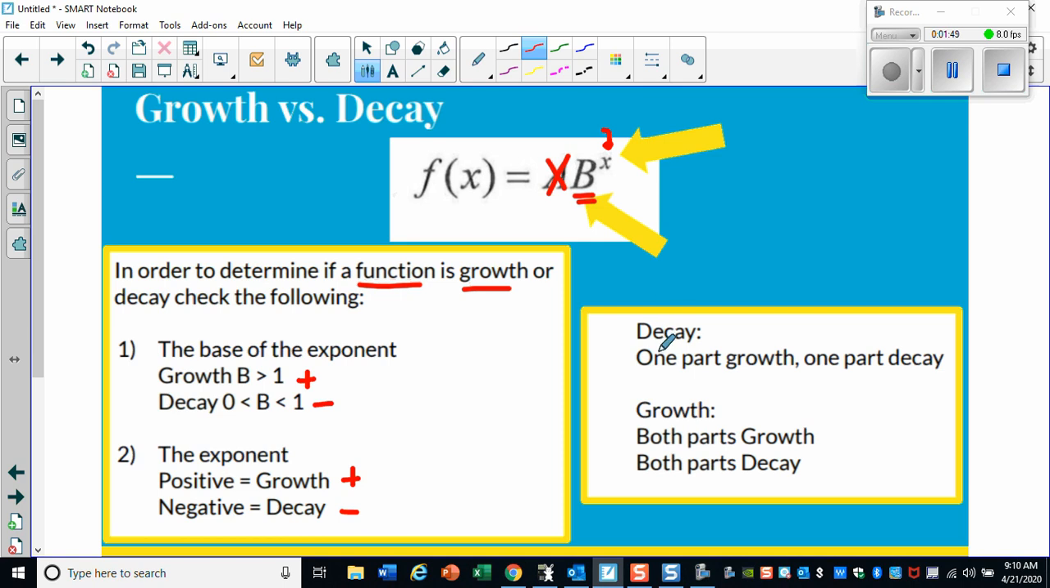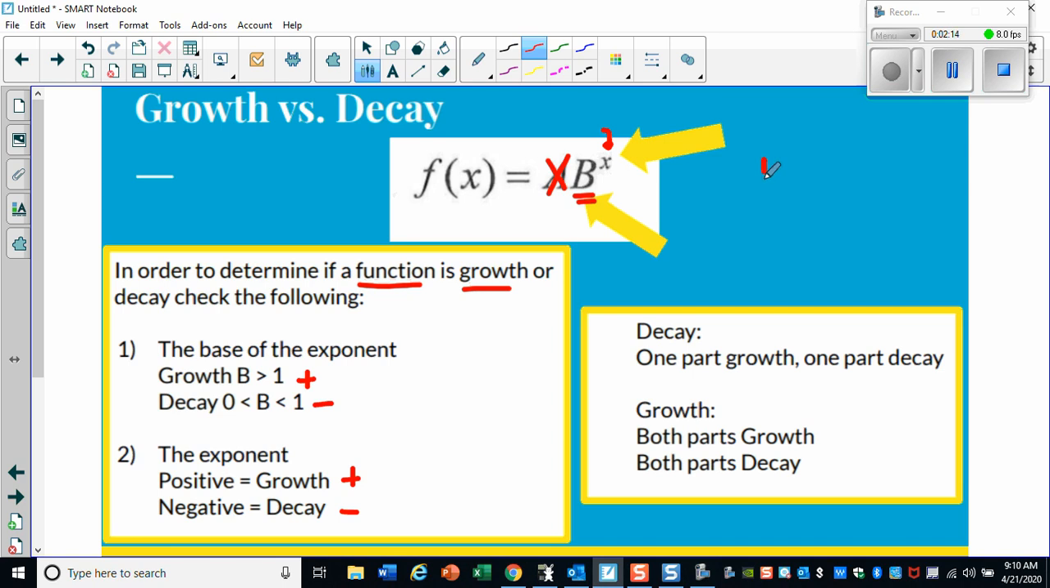So to determine whether it's growth or decay, you're going to look at your base and at your exponent. It's decay if one part is growth and one part is decay. It's growth if both parts are growth, or if both parts are decay. I'll show you on the next page, but I'm just going to assign a plus or a minus sign to the base and to the exponent.